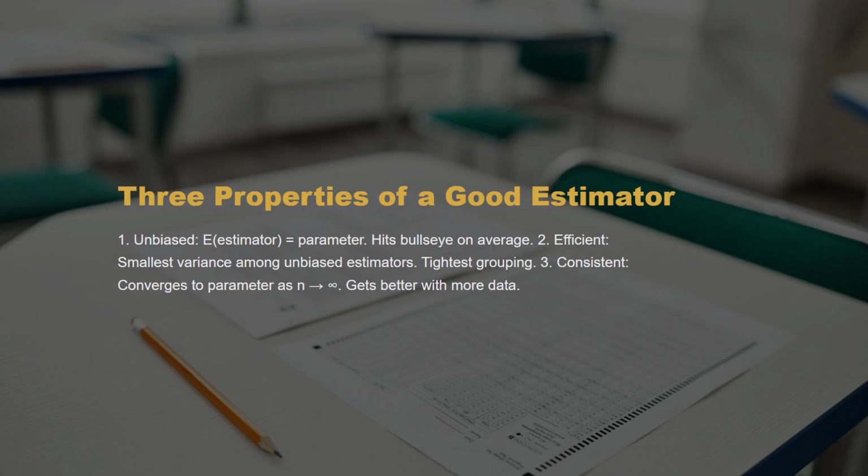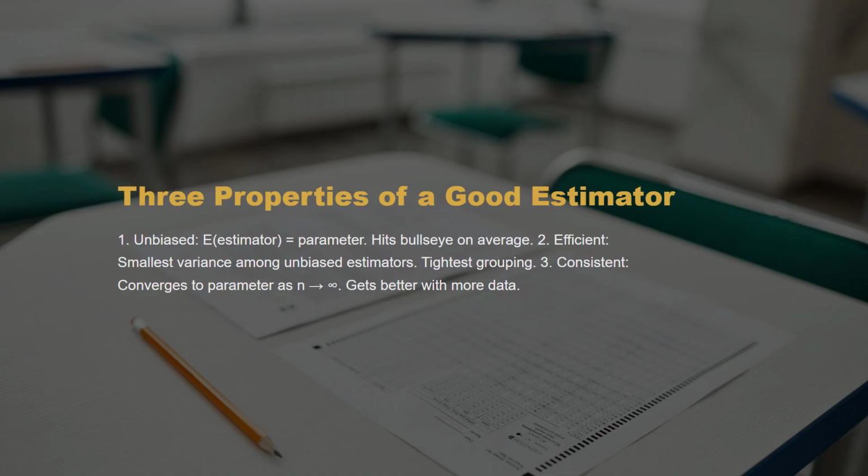Second, efficiency. An efficient estimator has the smallest variance among all unbiased estimators. Back to the arrow analogy. Two archers might both be unbiased, both hitting the bullseye on average. But the more efficient archer has tighter groupings. Her arrows cluster closer to the center, even though both archers center on the bullseye.